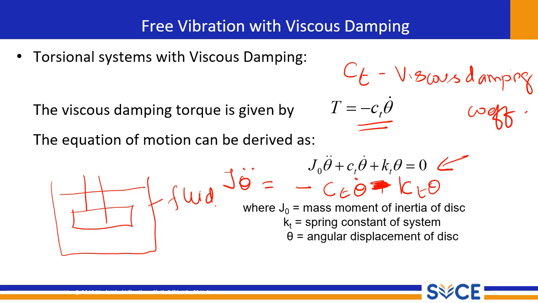Now from this equation we can note one important thing. The equation of motion has J naught, the mass moment of inertia; K suffix T, the torsional spring constant of the system; theta, the angular displacement of the disc; theta dot, the angular velocity of the disc; and theta double dot, the angular acceleration of the disc.